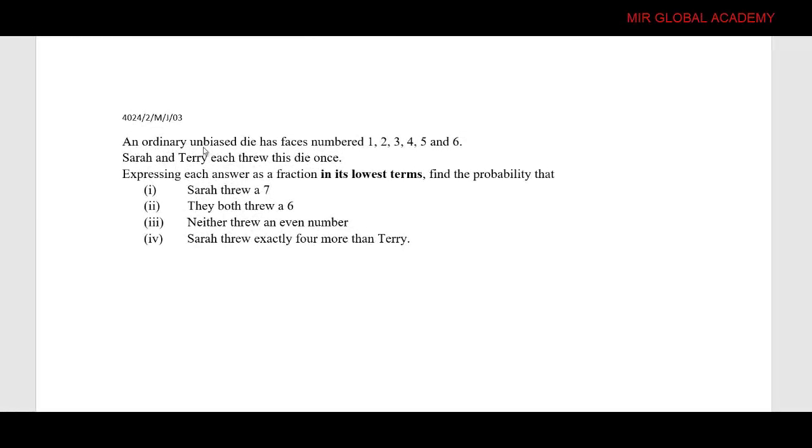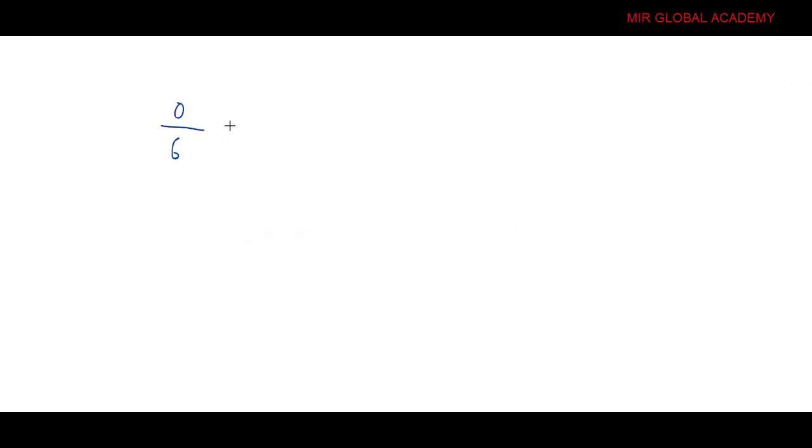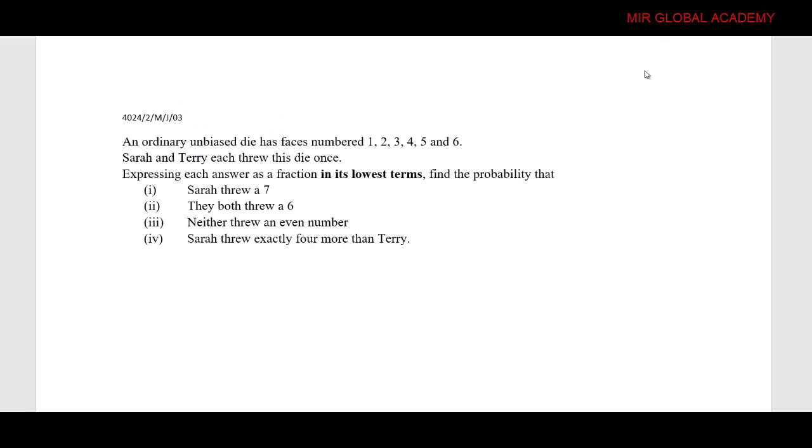An ordinary unbiased die has faces numbered 1 to 6. Sarah and Terry each threw this die once. Expressing each answer as a fraction in its lowest term, find the probability that Sarah threw a 7. As there is no 7 in the numbers, the probability will be 0 over the total numbers, that is 6. So it is 0. And find the probability that they both threw a 6.